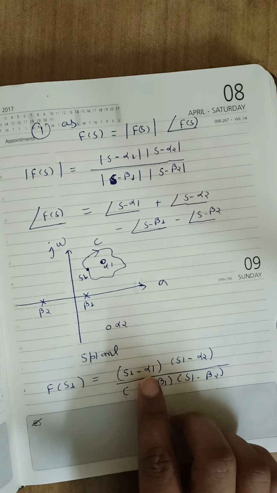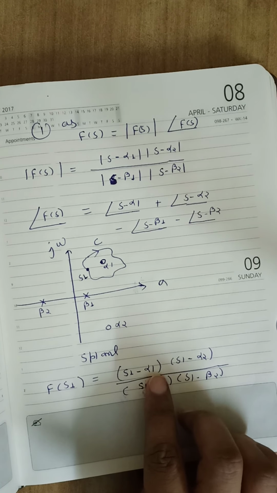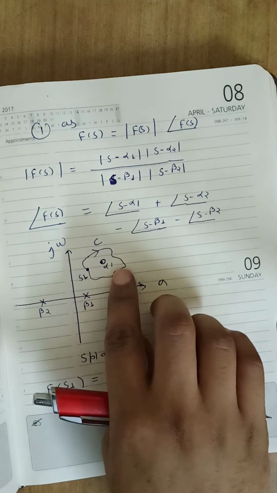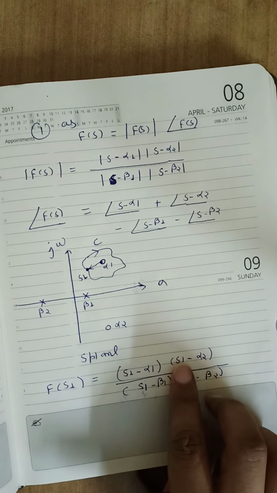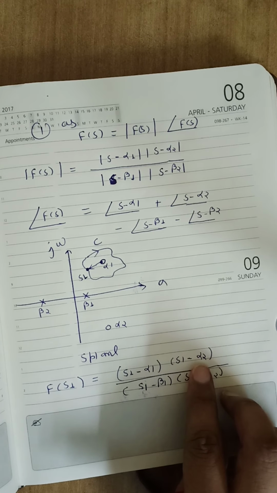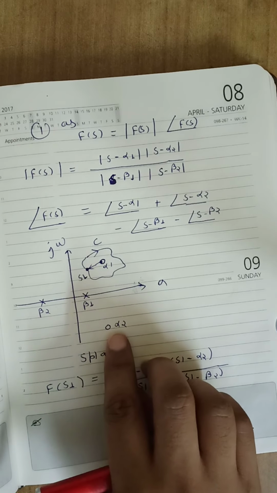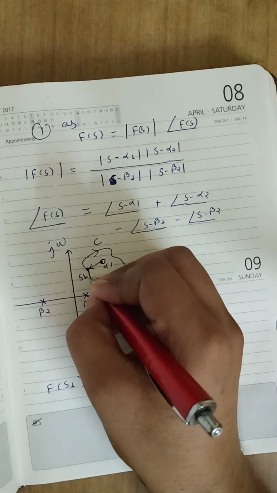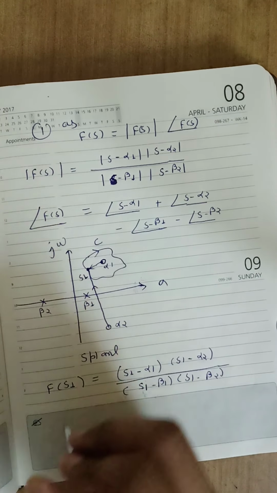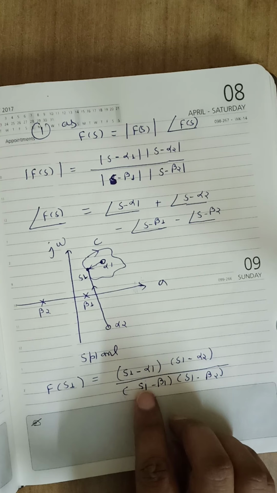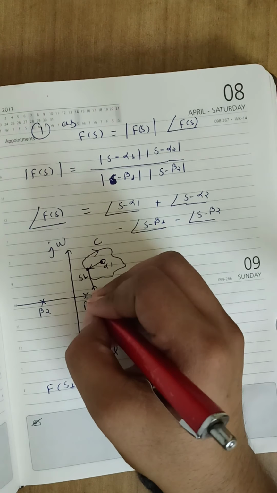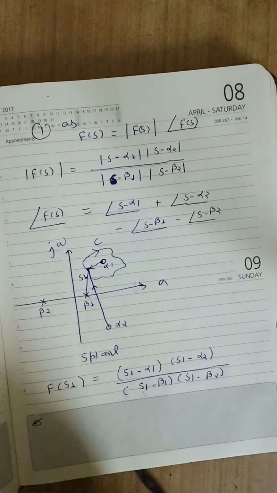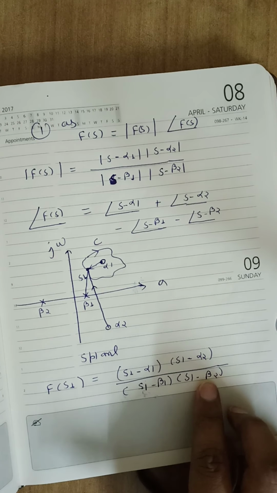So the first factor S1 minus alpha 1 can be represented by a phasor drawn from alpha 1 to S1. Similarly, the factor S1 minus alpha 2 can be represented by a phasor drawn from alpha 2 to S1. Similarly, the factor S1 minus beta 1 can be represented by a phasor drawn from beta 1 to S1. Similarly, the factor S1 minus beta 2 can be represented by a phasor drawn from beta 2 to S1.